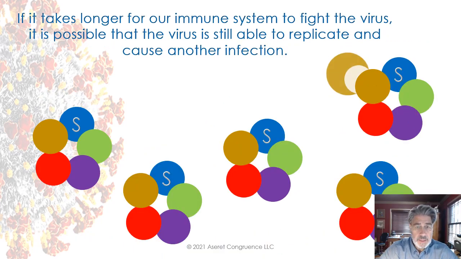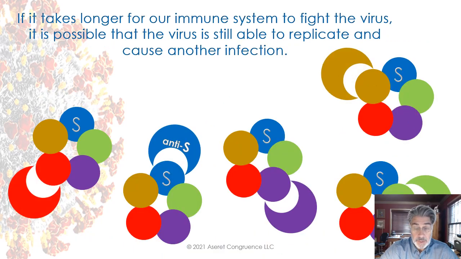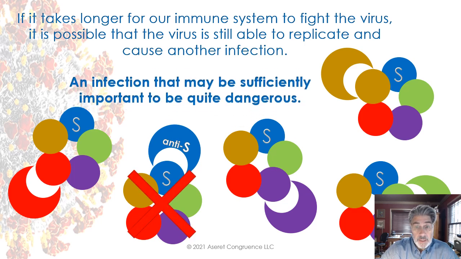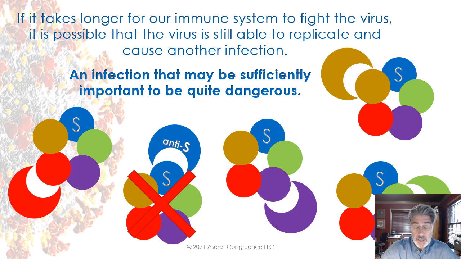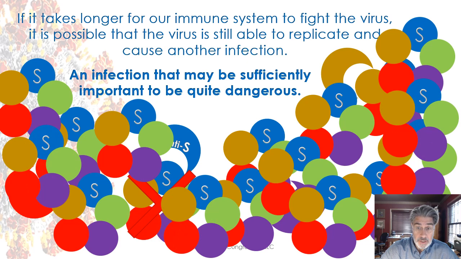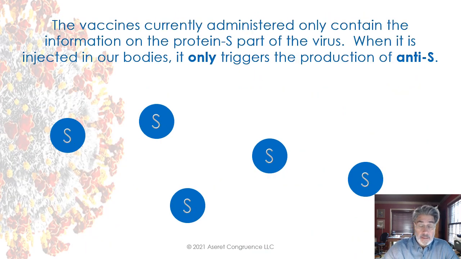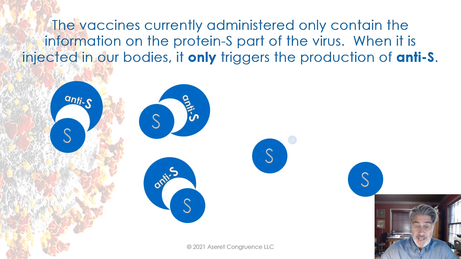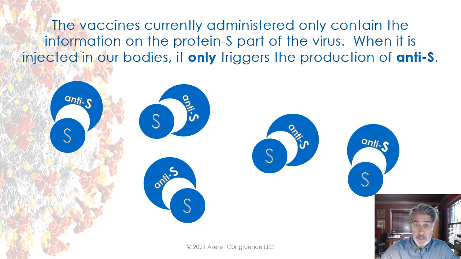Now, because there are different antibodies that are potentially competing with each other, what may happen is that we're not eliminating a sufficient number of viruses, and therefore we're going to have still an infection, a multiplication of the virus in our body. Now the vaccine. The vaccines that are available to us only contain the information for protein S. Therefore, we only produce anti-S antibodies.